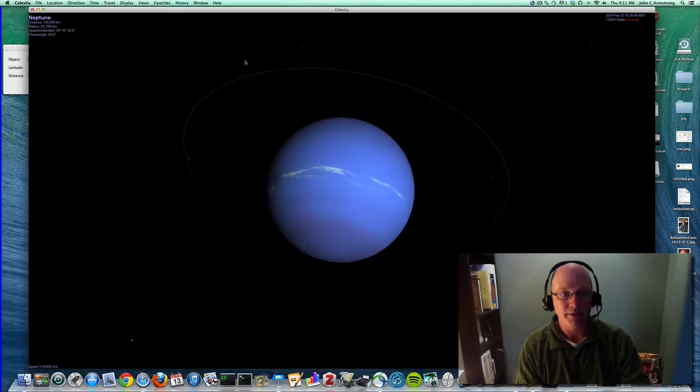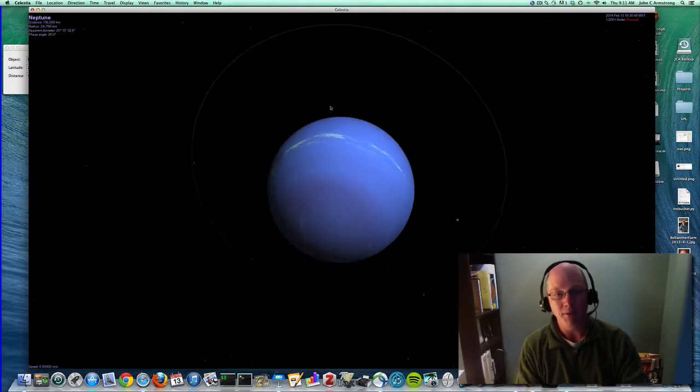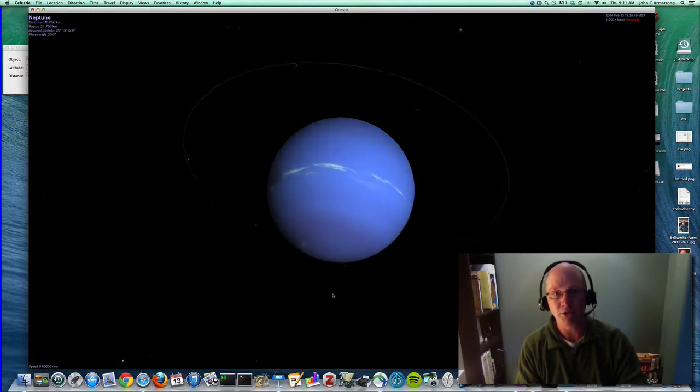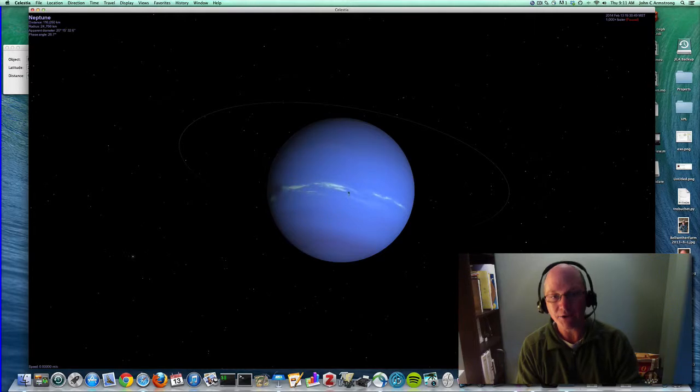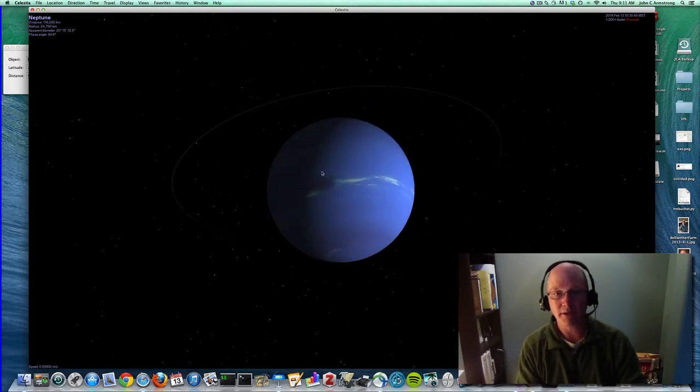If you play around with this in Celestia, you can see a very faint ring around Neptune. You can see it does have those same sorts of banded structures. Again, it's mostly blue just because of all the methane. It has clouds at the surface. It even has the equivalent of a giant storm here. You can see this kind of big black spot here.